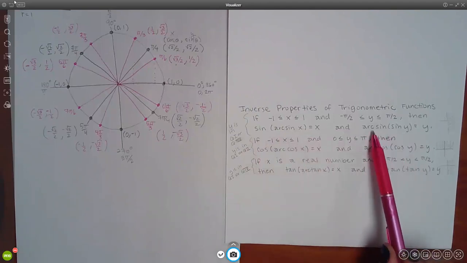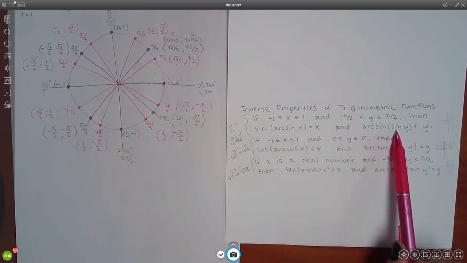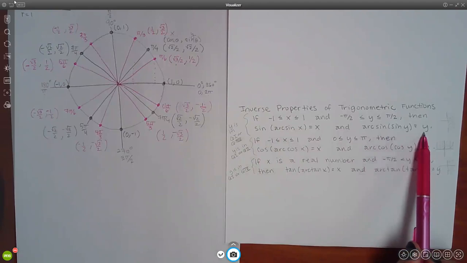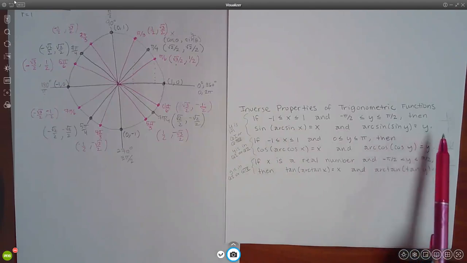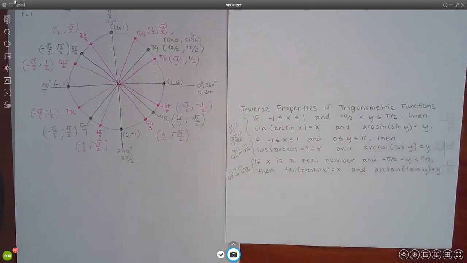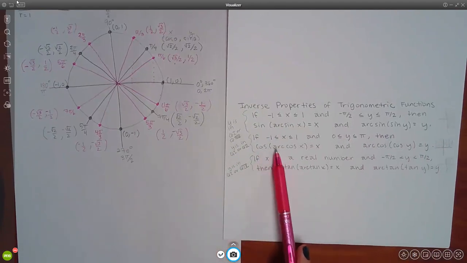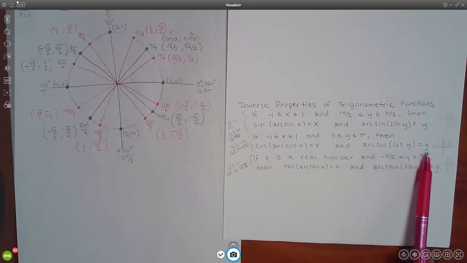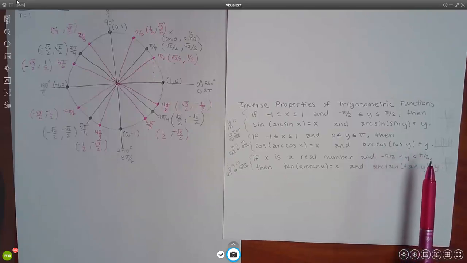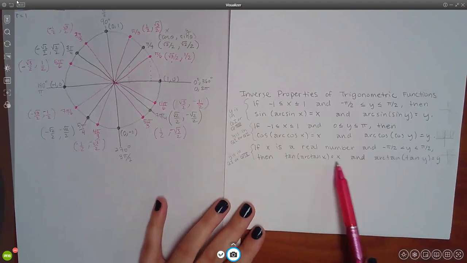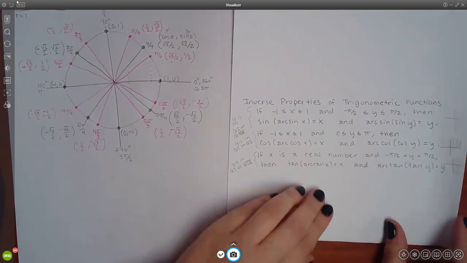And the opposite, if the arc sine is on the outside and the regular sine is on the inside, it doesn't matter. They're going to cancel each other out and you're just going to end up with that. Okay. Then the same thing for cosine, these guys will cancel, we'll just get x. These guys will cancel, we'll just get y. Okay, and then the same for tangent. So let's go see how this is going to pan out.